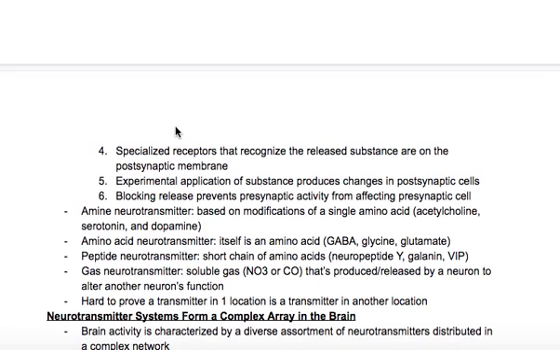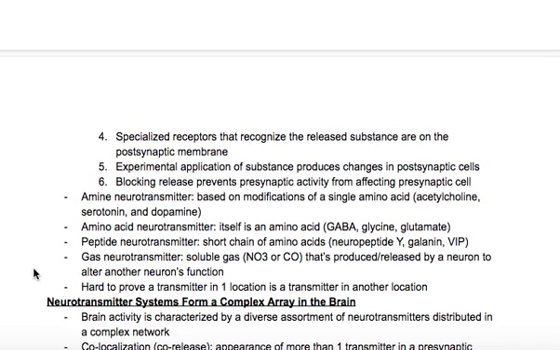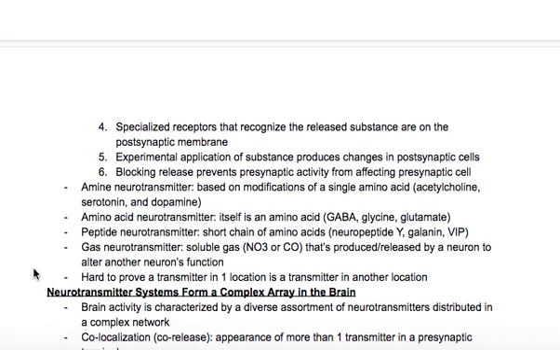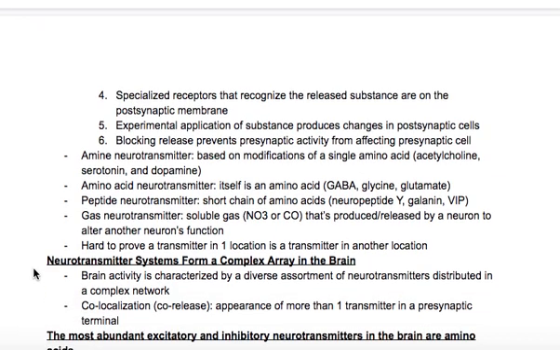The specialized receptors that recognize the released substance are on the postsynaptic membrane, and through experimental application of the substance, it produces changes in the postsynaptic cells. And lastly, blocking the release prevents presynaptic activity from affecting postsynaptic activity.